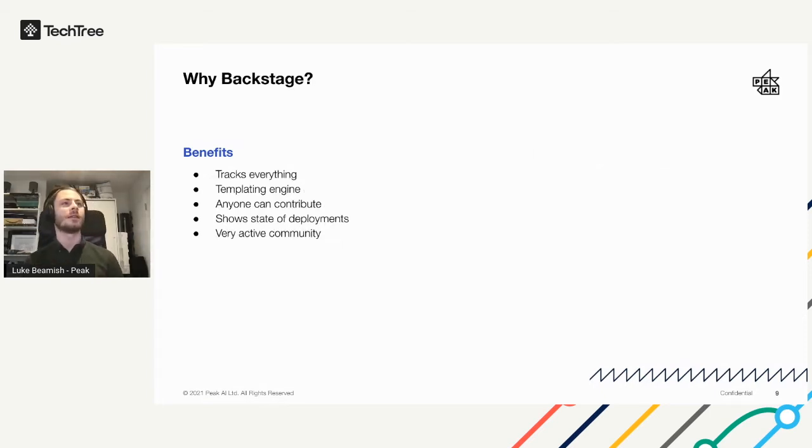Similarly with Backstage, there's loads of benefits. The first one is that it allows you to track everything. You can register all sorts of different entity types in Backstage, including APIs, services, websites, libraries, and any sorts of components. It lets you track the relationships between them. So if you create a new service, you can track what APIs it consumes or what APIs it provides. And you can also track what teams own a new service as well.